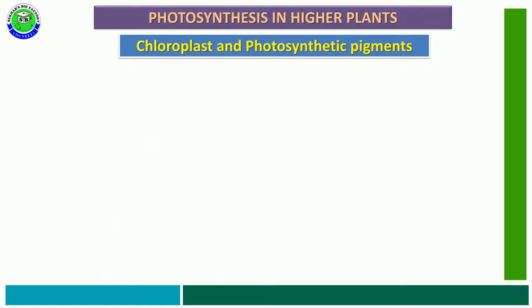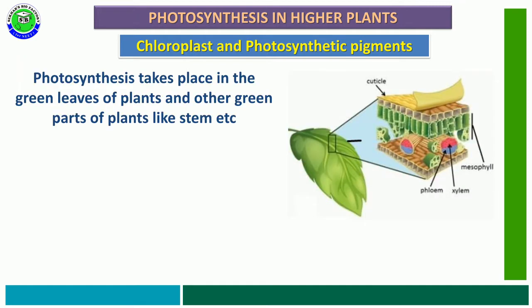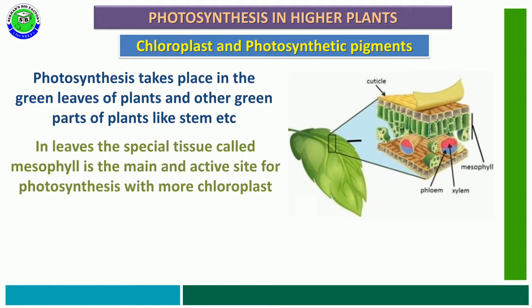In this video, I am going to explain one of the topics in photosynthesis in higher plants. It is chloroplast and photosynthetic pigments along with absorption spectrum and action spectrum. Photosynthesis is a process carried out by green leaves present in the structure of the plant body. Along with leaves, various other green parts like stem also have the capability to perform photosynthesis.